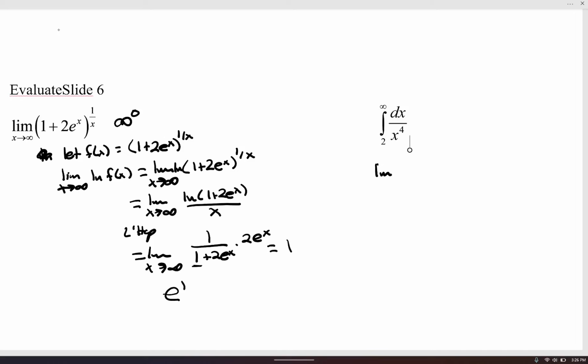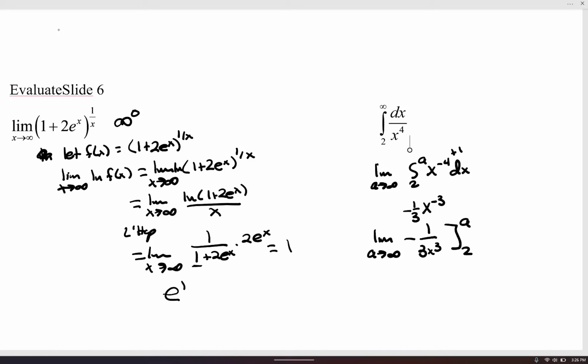Here we have the limit as a approaches infinity of the integral from 2 to a of x to the negative 4 dx. When we add 1 to the exponent, we get x to the negative 3 times negative 1/3. So we have the limit as a approaches infinity of negative 1 over 3x to the third, from 2 to a. So the limit as a approaches infinity of negative 1 over 3a to the third plus 1 over 3 times 8, 24. So we have 1 over 24.